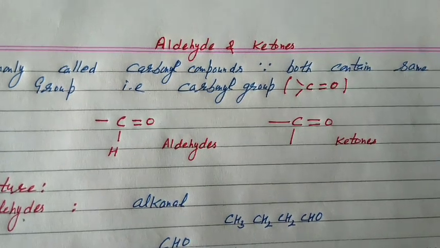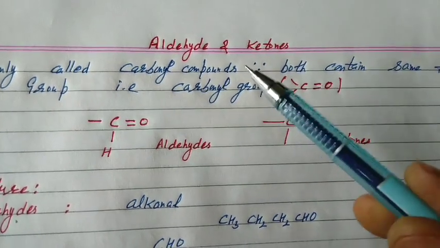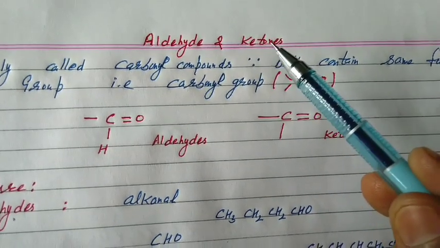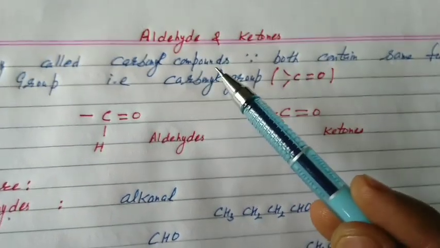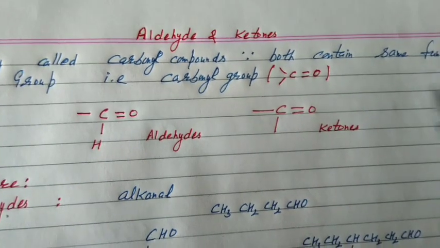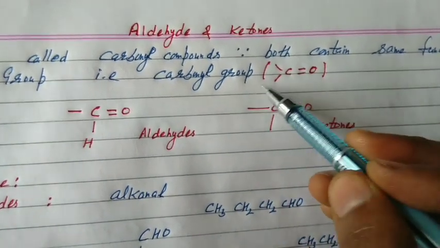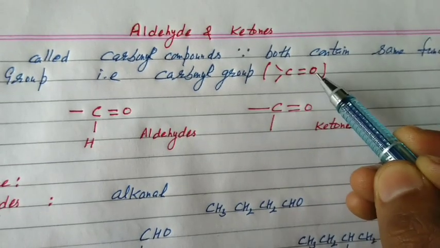Students, today in this session, we will discuss the chemistry of aldehydes and ketones. Aldehydes and ketones are commonly called carbonyl compounds, because both contain the same functional group, that is the carbonyl group. In the carbonyl group, there is a double bond between carbon and oxygen.